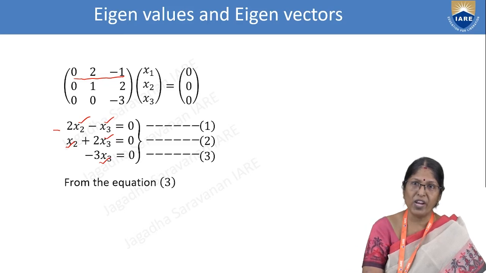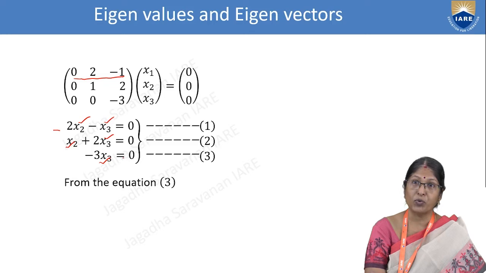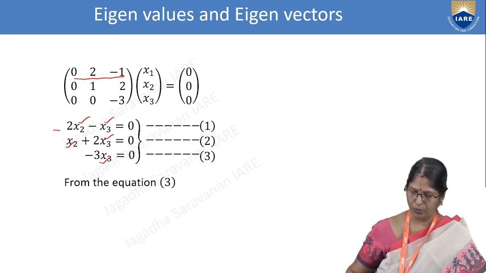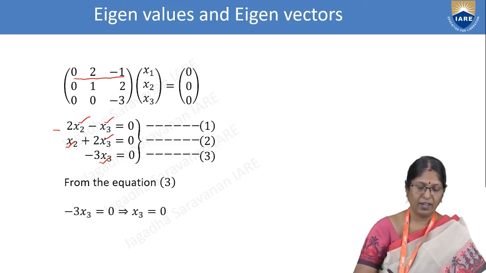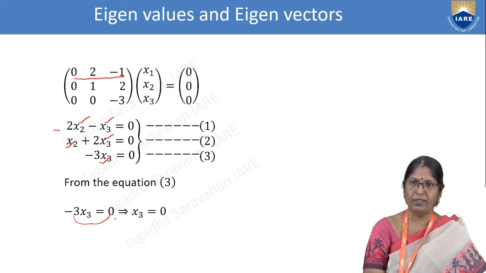From equation 3, that is minus 3x3 equal to 0, that is written, from which we get, the minus 3 goes to the other side, it is 0 divided by anything, which we know is 0. So x3 equal to 0. So with the help of these equations, from equation 3, we got the value x3 equal to 0.